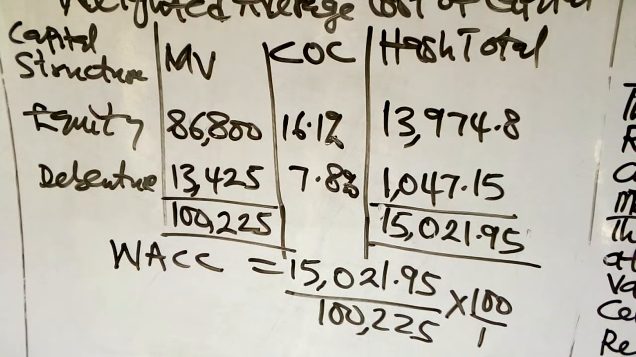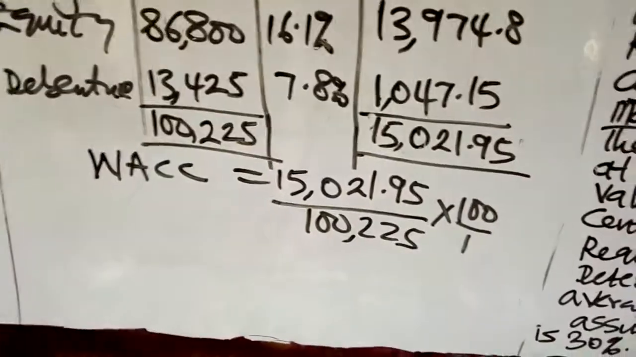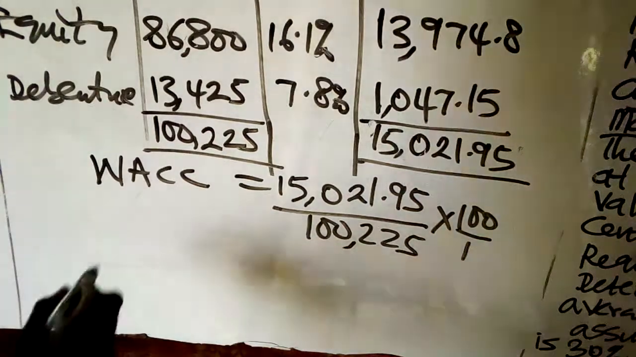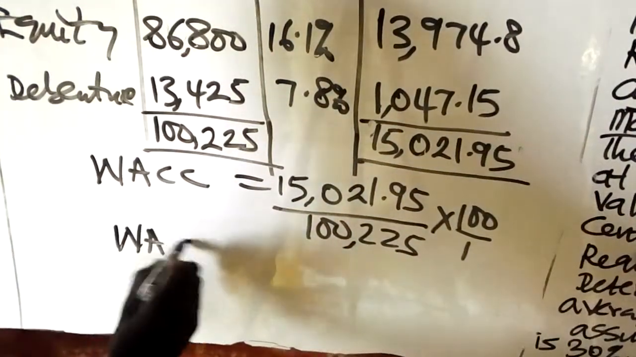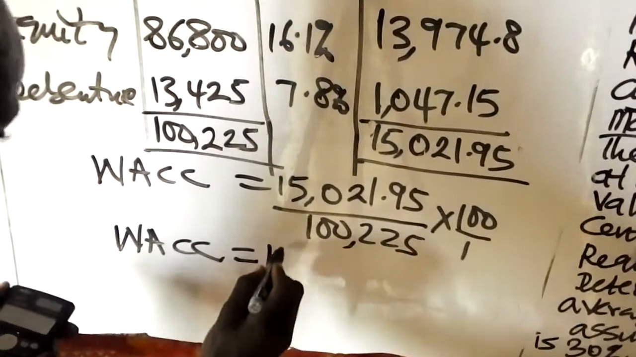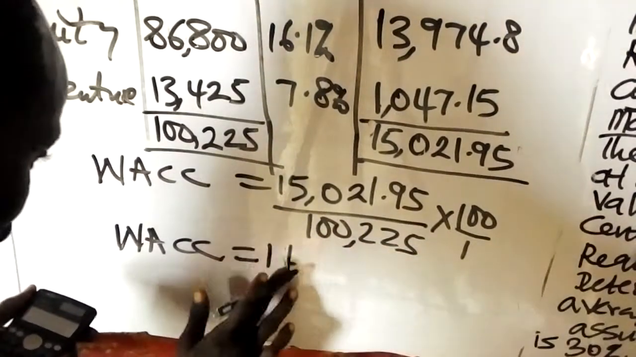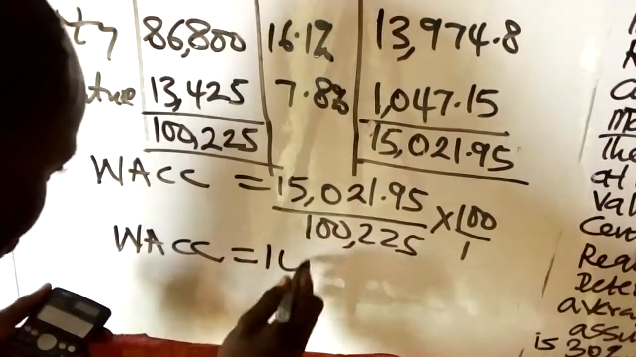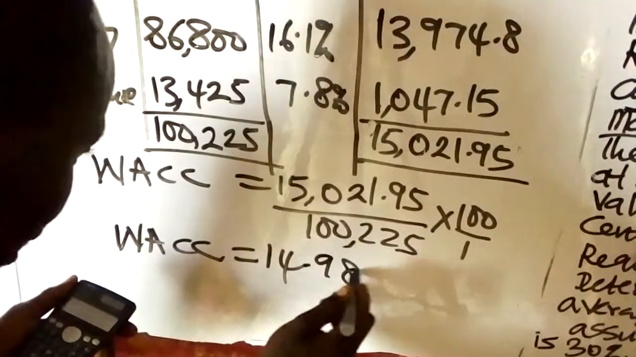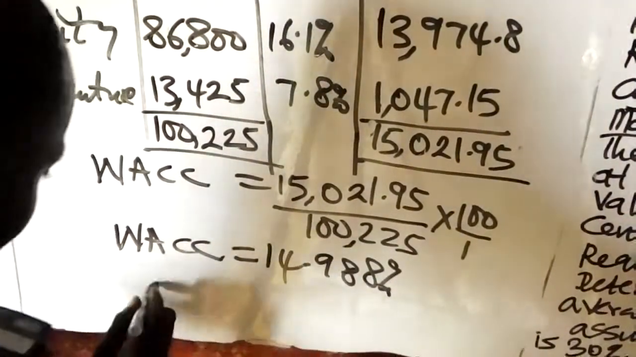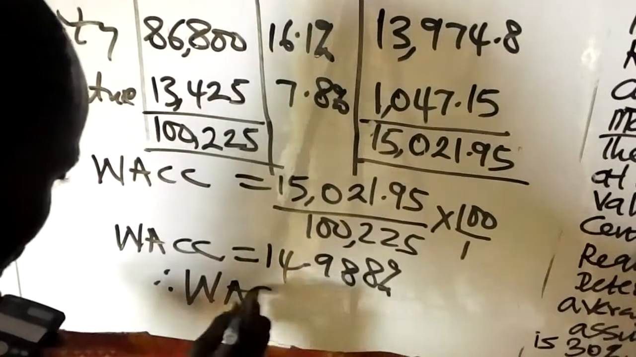So 15,021.95 divided by 100,225 times 100. Therefore, the WACC, the weighted average cost of capital, equals 14.988%. Therefore, WACC is approximately equal to 15.0%.